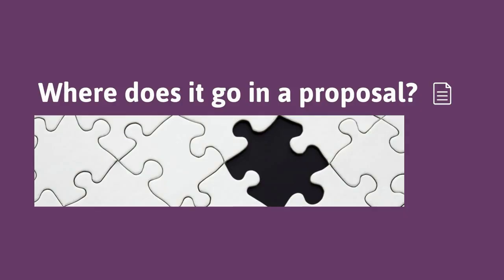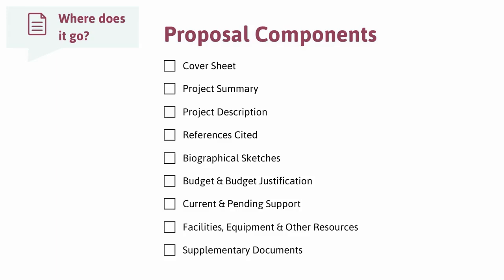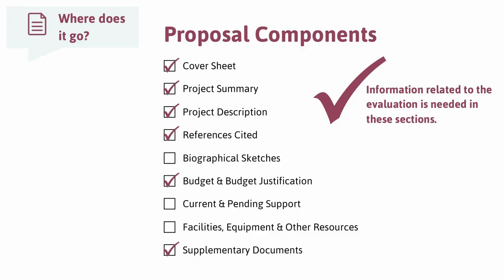So as you work on your proposals, I'd really encourage you to think of them as a jigsaw puzzle. Each piece of your proposal needs to fit with the other pieces to convey an overall coherent picture of what you'll be doing with the grant funds, why that's important, and what will happen because of those funds. There are certain required elements of an NSF proposal. The check marks here indicate the parts where you should have information related to evaluation integrated.